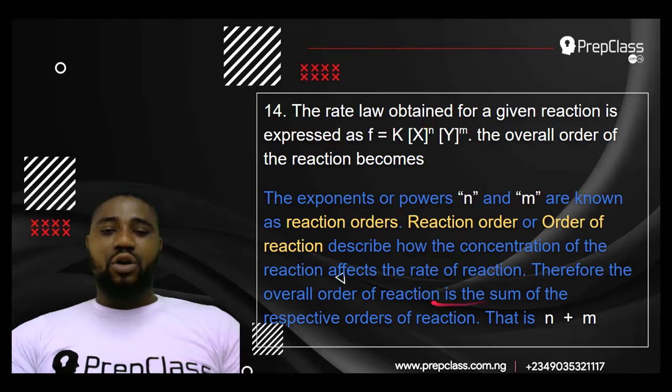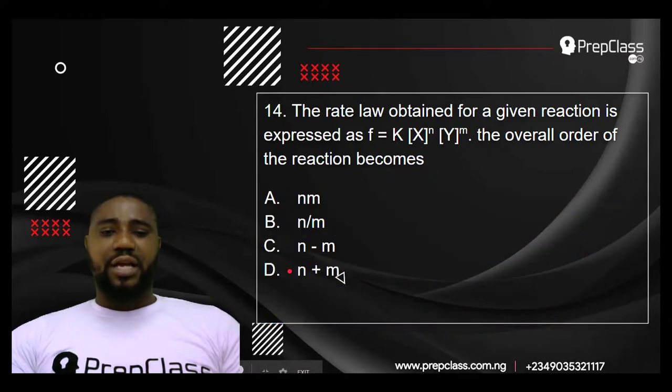So now, the overall order of reaction, of course, will be n plus m. Since n and m are orders of reaction, that means the overall order of reaction simply means summing them. So it's n plus m. And your best answer is D.